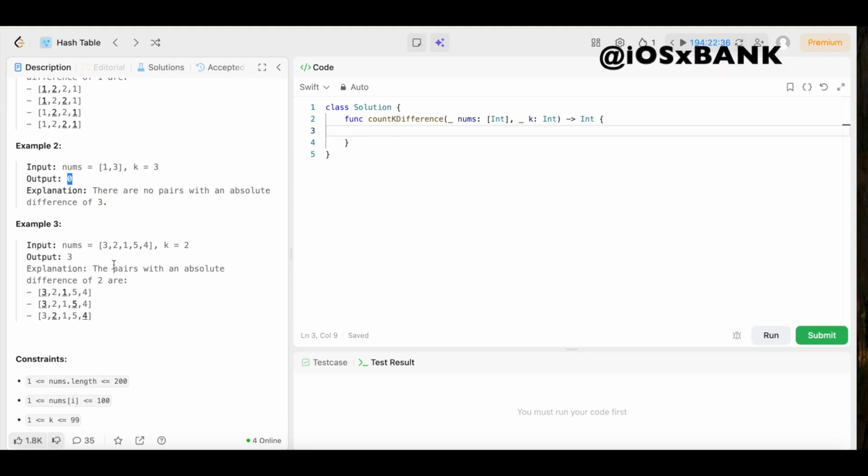So now let's take a look at example 3. In example 3, the input nums equals an array of integers 3, 2, 1, 5, 4. K equals 2.